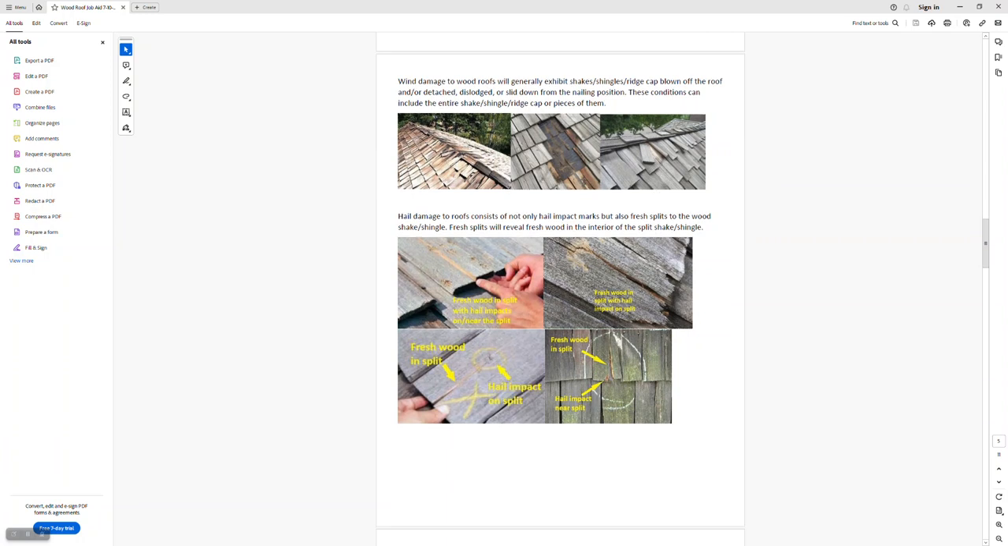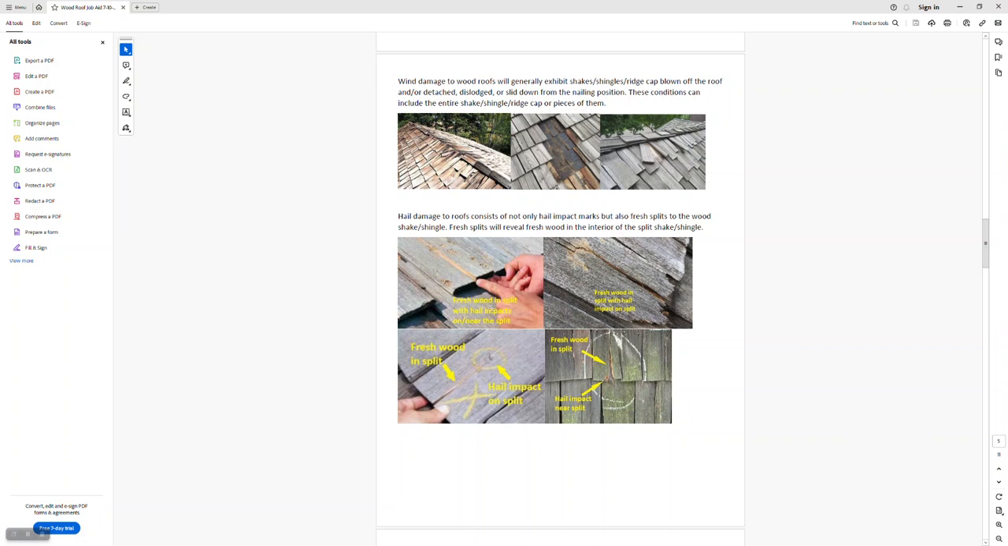Now let's look at some of this stuff on hail. What we're looking for when we're scoping for hail that we can count as damage in our test squares is split wood, fresh split wood. We're looking for splits in the shake. So a lot of times hail is going to hit wood shake and maybe not split it. It's going to mar it. But we don't typically consider that damage to the shake in the adjusting industry.